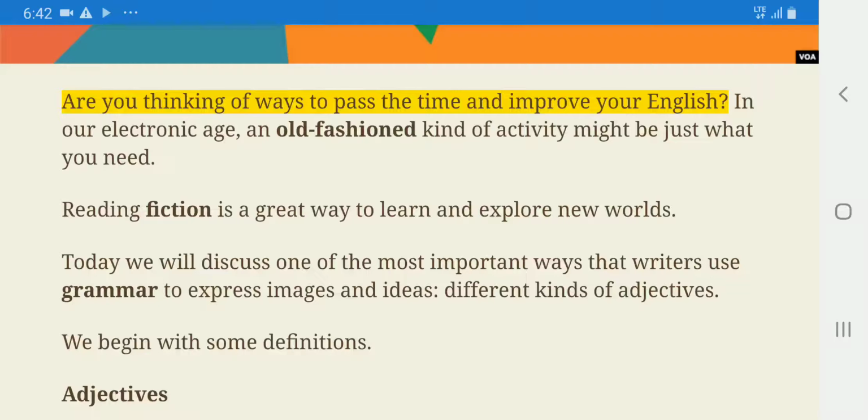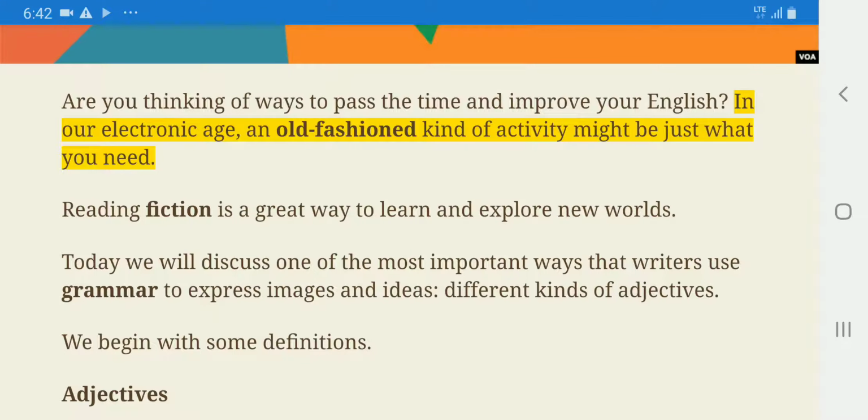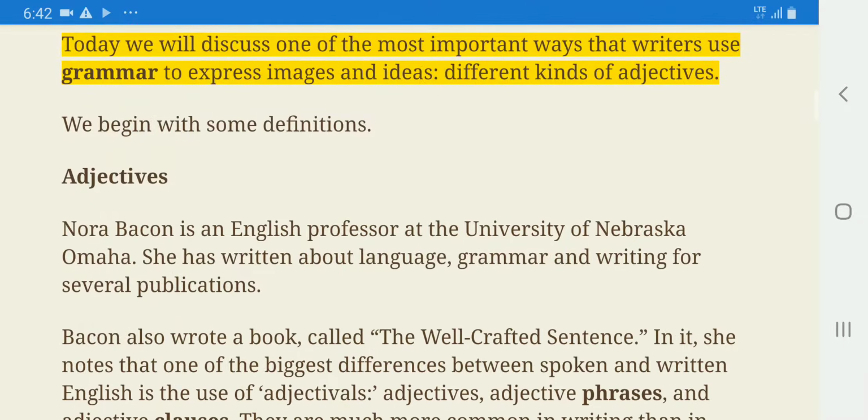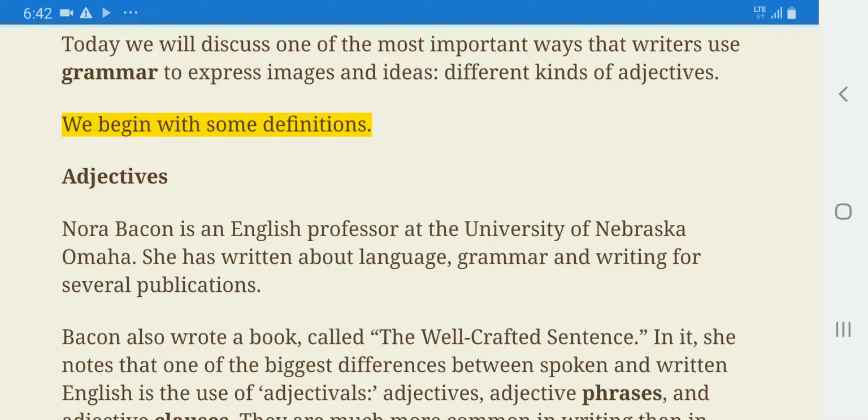of ways to pass the time and improve your English? In our electronic age, an old-fashioned kind of activity might be just what you need. Reading fiction is a great way to learn and explore new worlds. Today we will discuss one of the most important ways that writers use grammar to express images and ideas, different kinds of adjectives. We begin with some definitions.